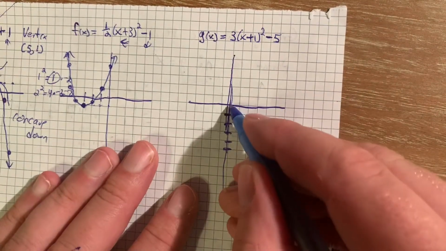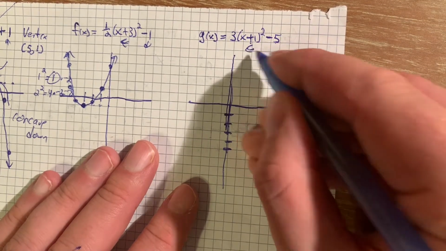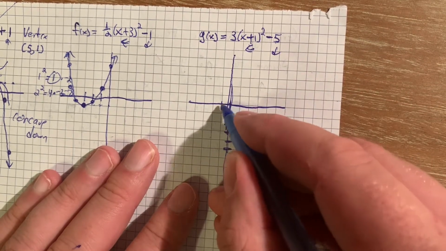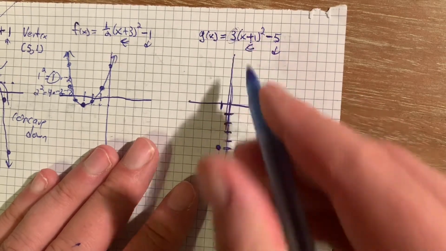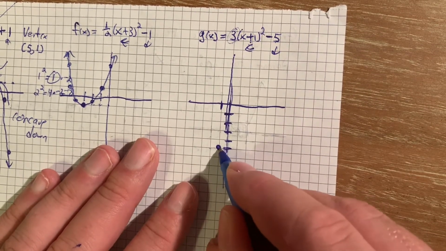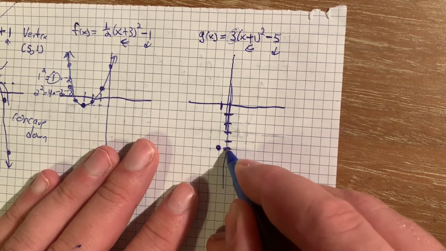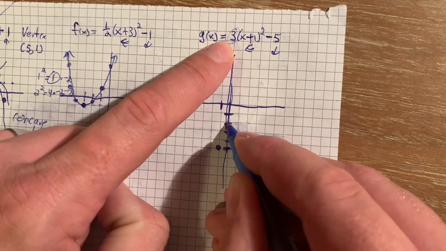Last one, the vertex is at -1, -5, left by 1, down by 5. Remember the inside one is backwards for what you would think. So left by 1, down by 5, and the multiplier is 3. So after I square whatever number it's going to be, I'm going to multiply by 3. So 1 squared, when I go over by 1, 1 times 1 is 1, but that gets multiplied by 3. 3 times 1 is 3. So it's 3 up from here.